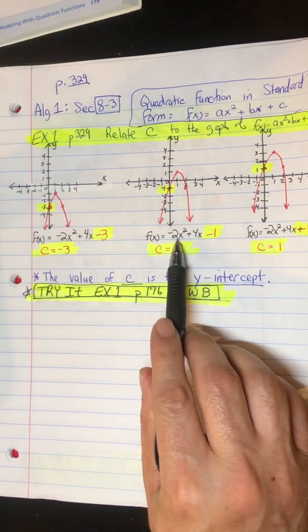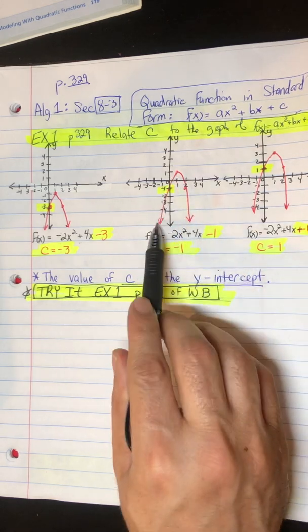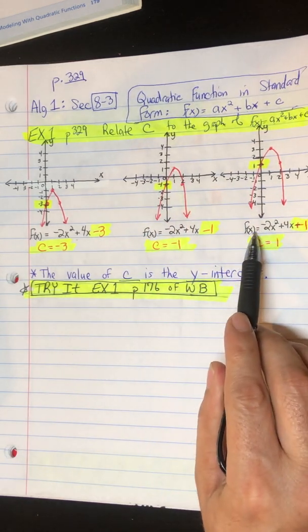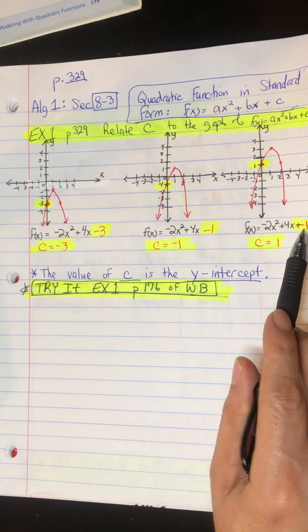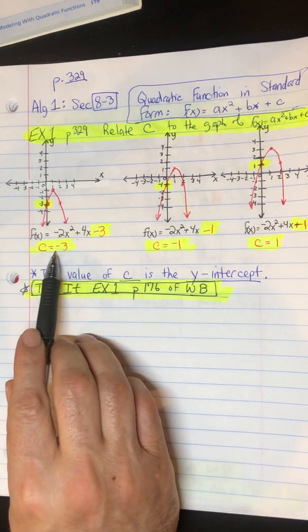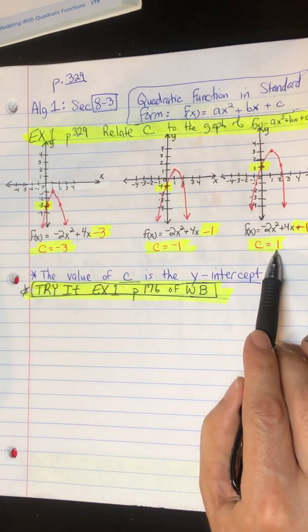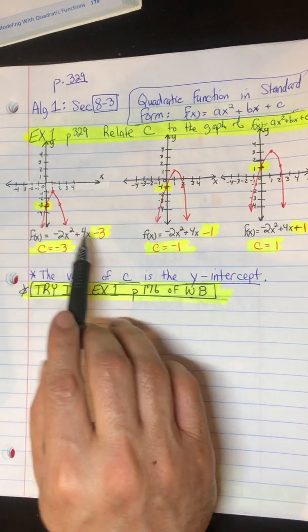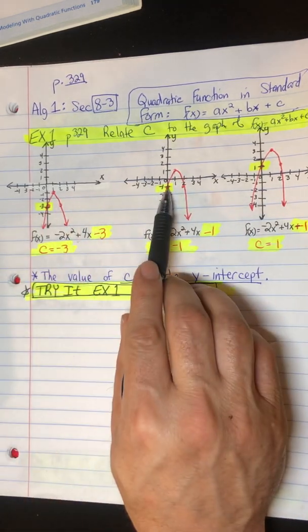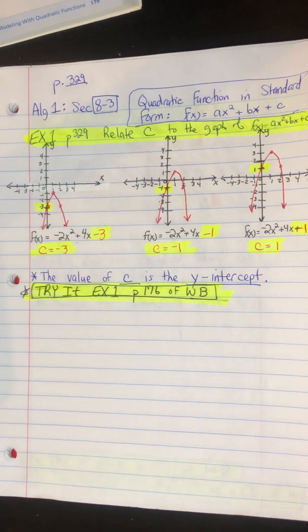The second function is negative 2x squared plus 4x minus 1. Here's the graph of that. The third is f of x equals negative 2x squared plus 4x plus 1. Here's the graph of that. C is negative 3 here, negative 1 here, and positive 1 here. What is this point where the graph crosses the y-axis? Yes, it's the y-intercept. We learned that wherever the graph crosses the y-axis is called the y-intercept.